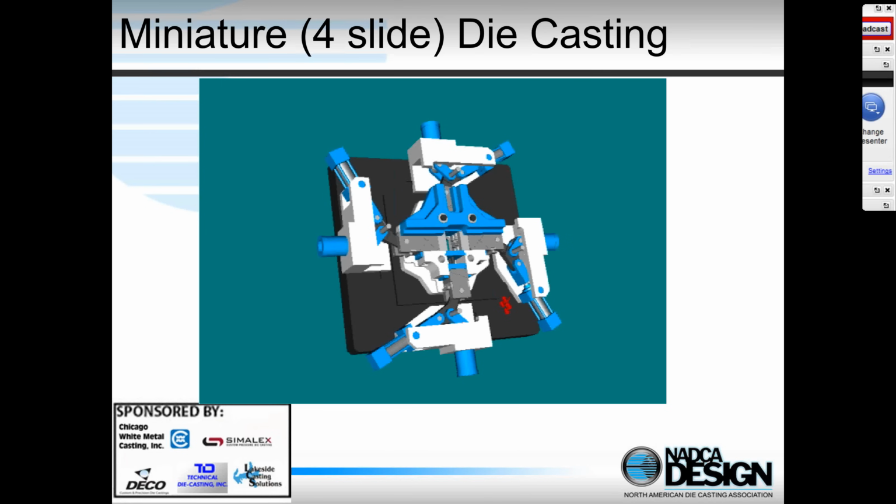That's a die-cast component made in a hot chamber miniature 4-slide machine, and obviously a lot of these castings are made around the world.